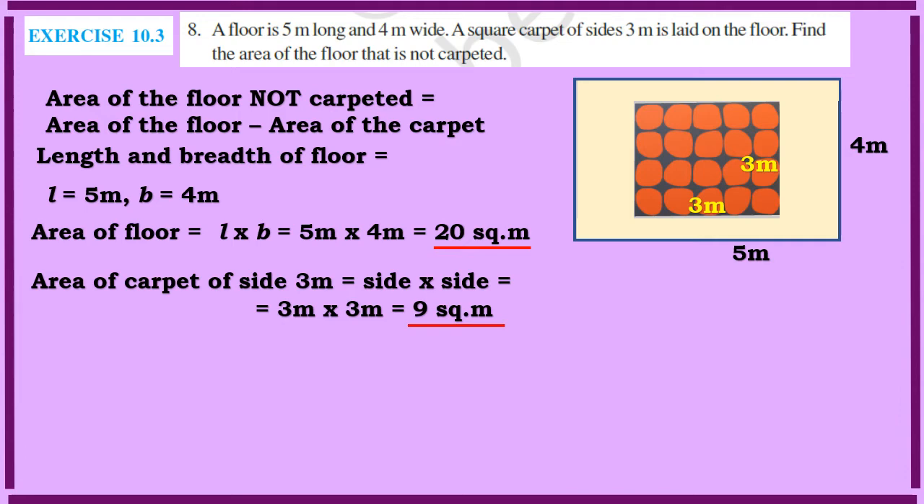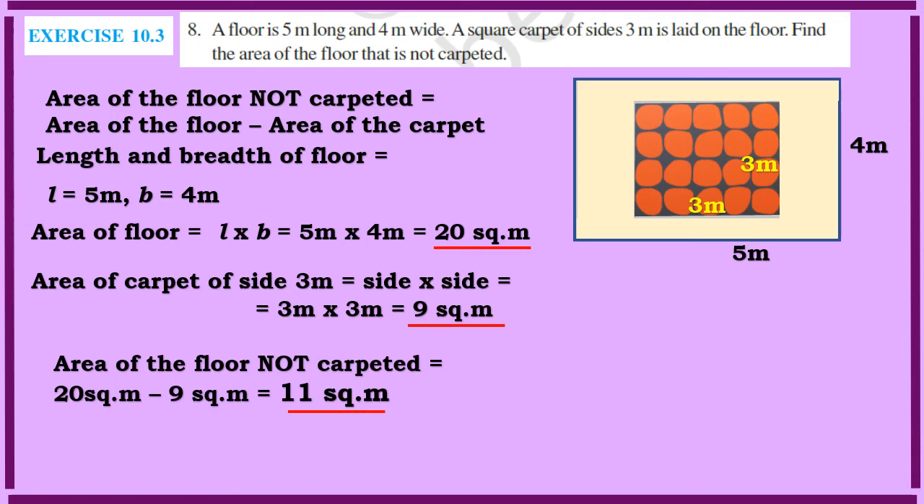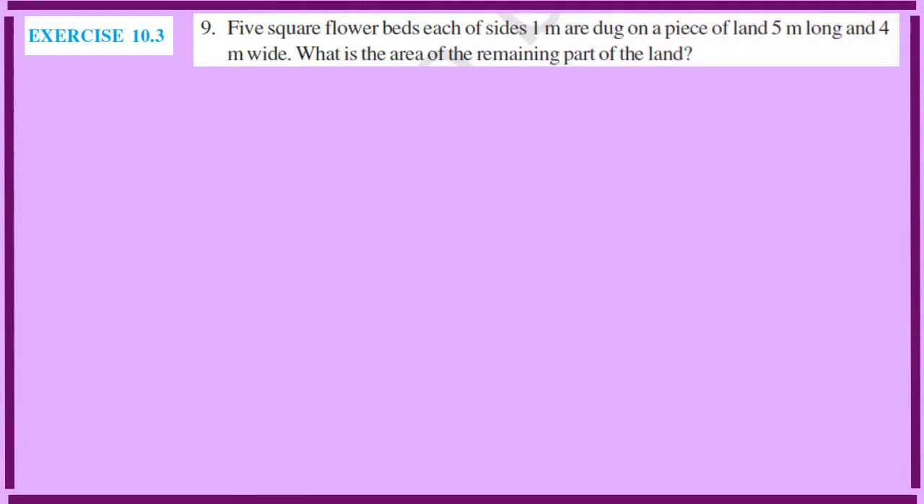Now what do we have to do? We have to find the difference. We have to subtract. So area of the floor not carpeted is equal to 20 minus 9, which gives you 11 square meter. That's the area which is not covered by the carpet. Is it clear? Yes. Now move on to question number 9.